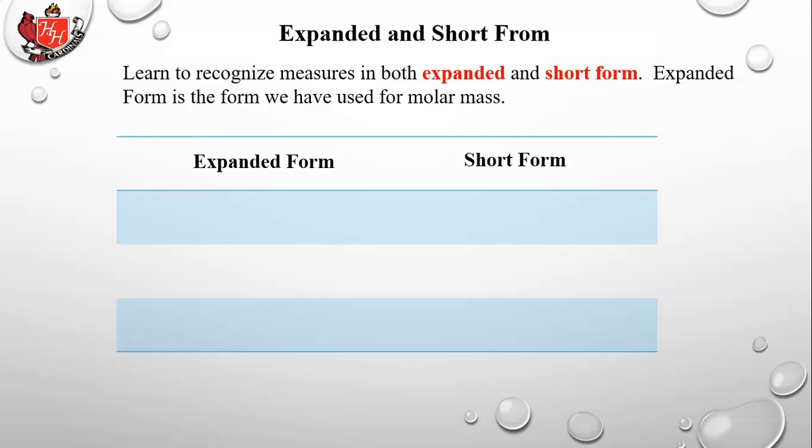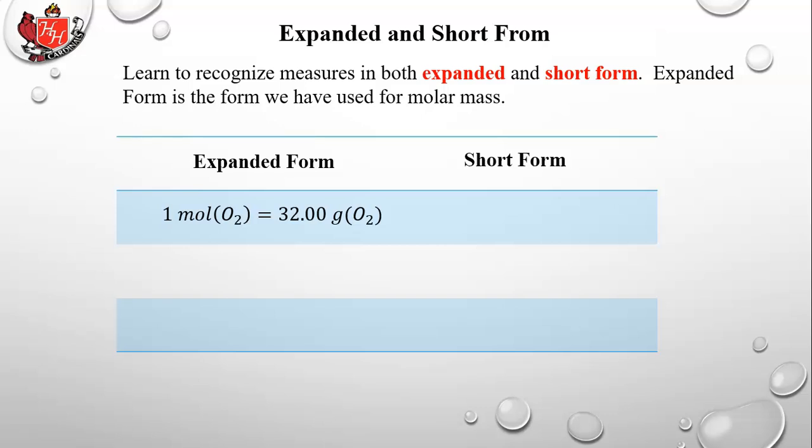Okay, so learn to recognize measures in both expanded and short form. These are terms that I invented here for this because I want you to be sure that you know what you're seeing if you're doing a problem and you see a number that you don't quite recognize. Let me just give you the examples and you'll see what I mean. Expanded form is the form that we have used for molar mass. So you've seen this 100 times in this class. 1 mole of O2 equals 32 grams of O2.